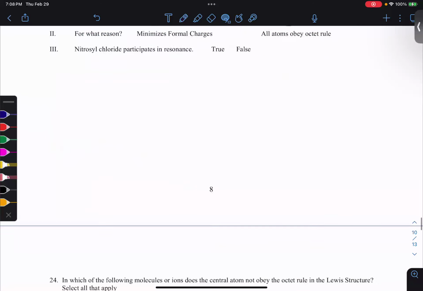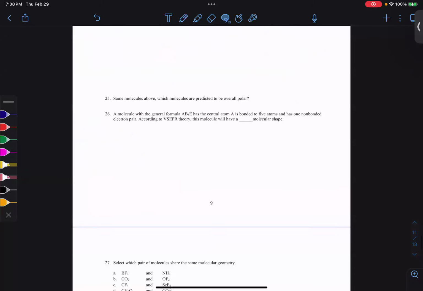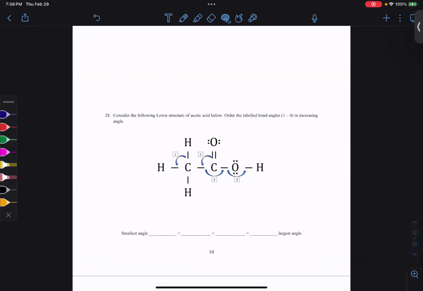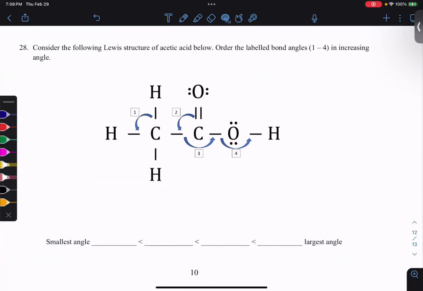Okay, all right. I don't want to do this one. Let's do this one. Let's do this one.